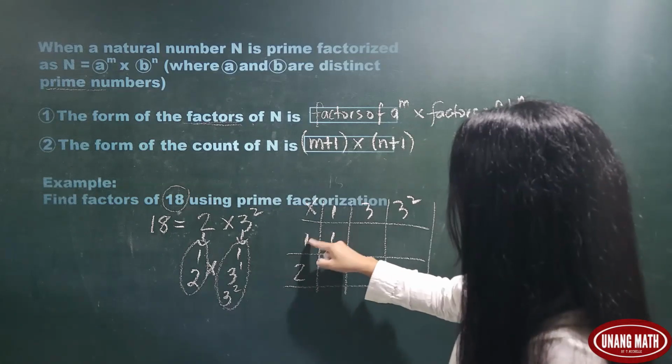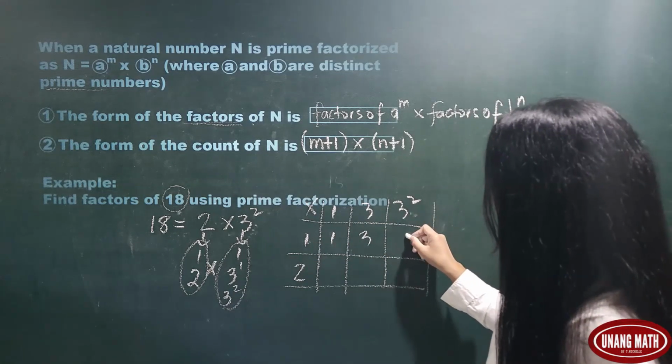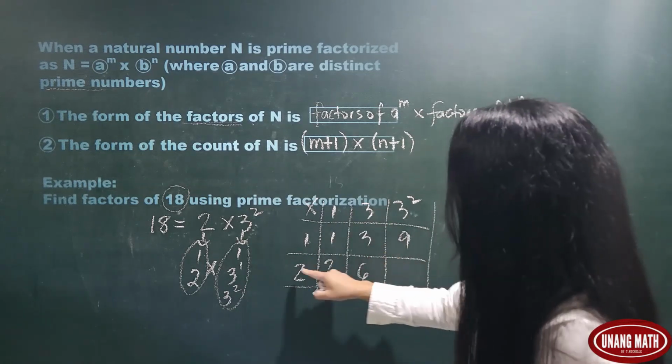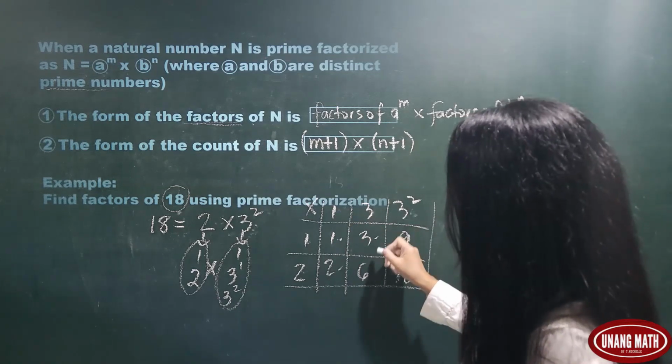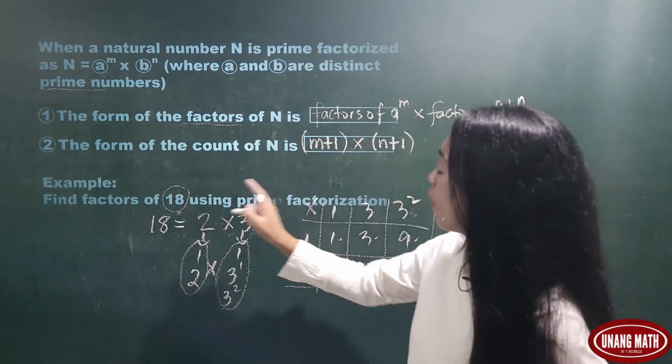1 times 1 is 1. This is 3. 3 squared is 9, so 1 times 9 is 9. 2 times 1 is 2. This is 6. 2 times 9, 18. So we have 1, 2, 3, 6, 9, 18. These are the 6 factors of 18.